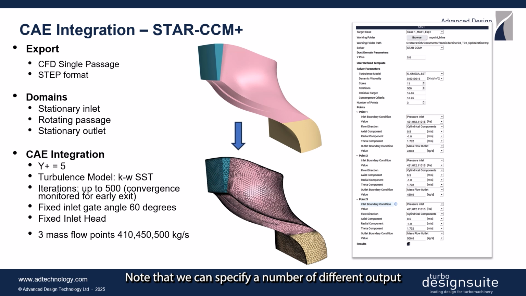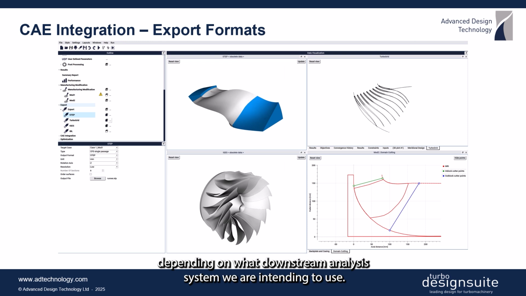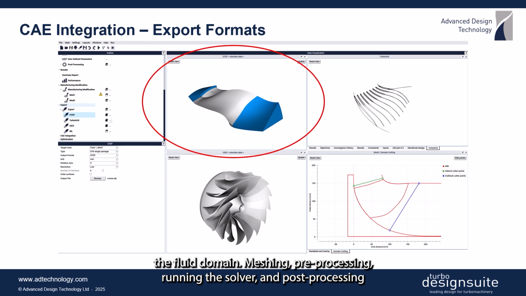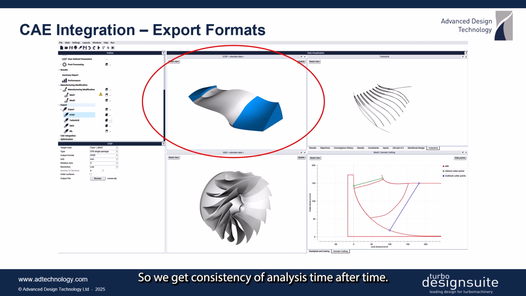Note that we can specify a number of different output formats and domain configurations for the blade geometry, depending on what downstream analysis system we are intending to use. To integrate with Siemens Star CCM+, we use the STEP file format to create a solid which represents the fluid domain. Meshing, pre-processing, running the solver and post-processing are templated scripted processes triggered by a single run action, so we get consistency of analysis time after time.